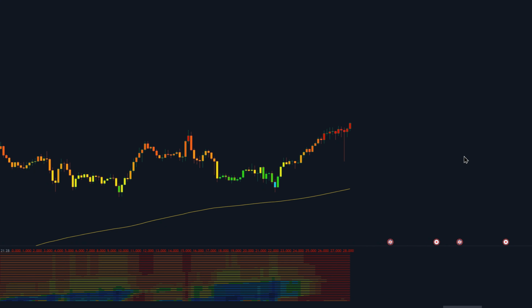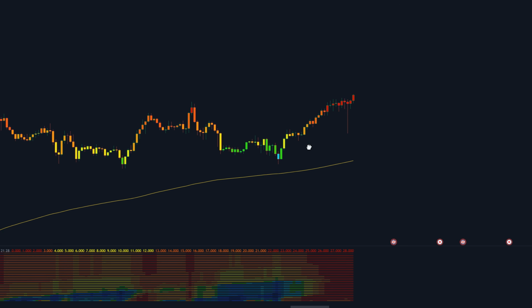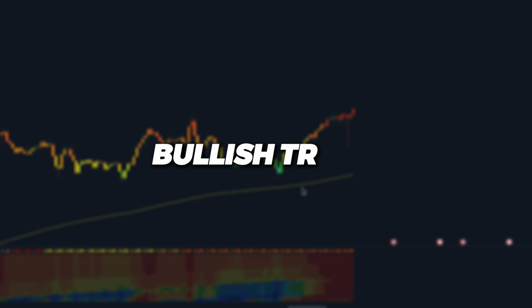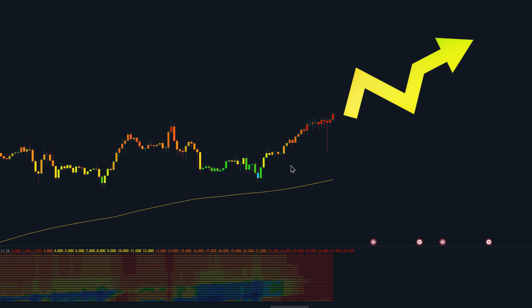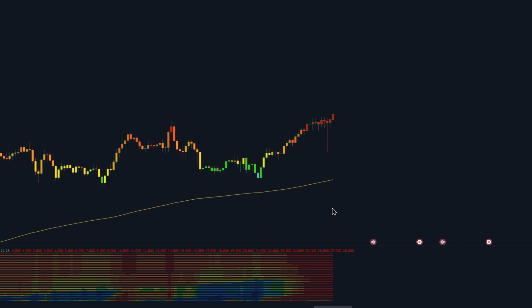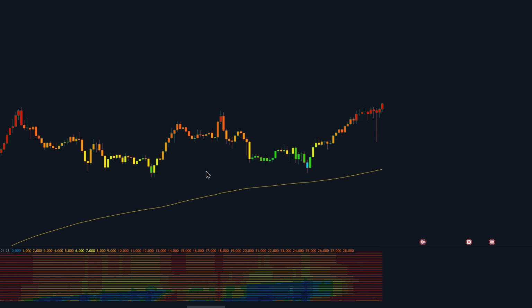Now, how do we take a long position using these two indicators that we have here? Well, let me show you. Condition number 1, we confirm that the market is in a bullish trend. For that, we're going to be using the EMA indicator. We need the price to be trading above this EMA, like it is right here, to indicate that the trend is bullish. Condition number 2 is we need to identify a resistance level that's been tested by the price at least once before the final break and close.